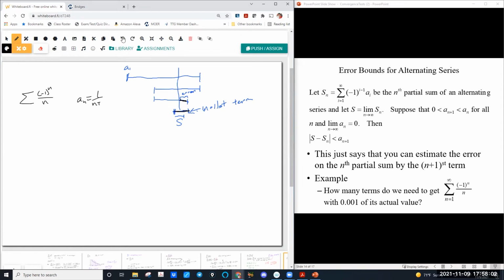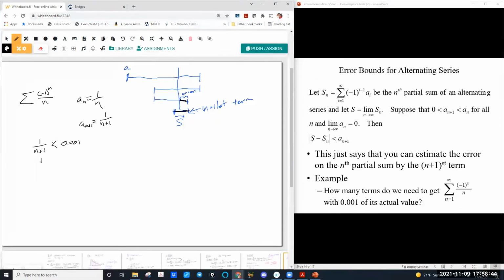Whoops, excuse me, sorry, I jumped ahead. Our a sub n is 1 over n. We're going to use a sub n plus 1. That is the first unused term. We want 1 over n plus 1 to be less than our error. So all we have to do is solve this.